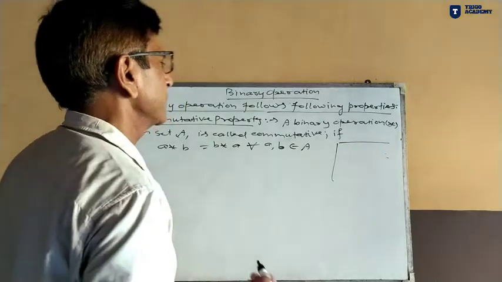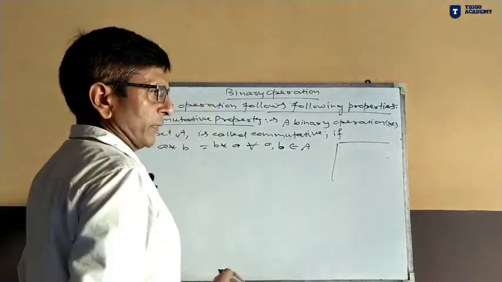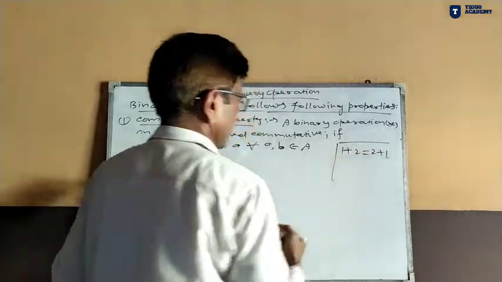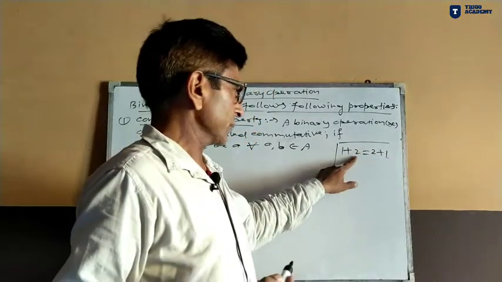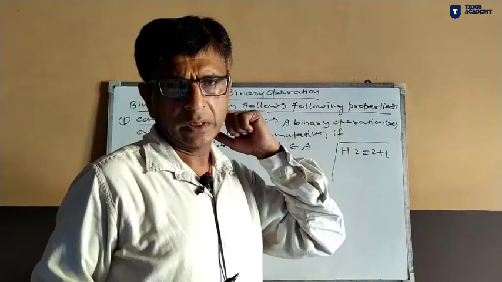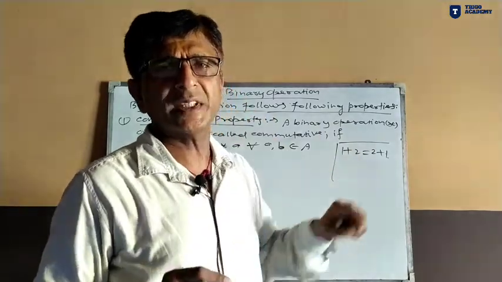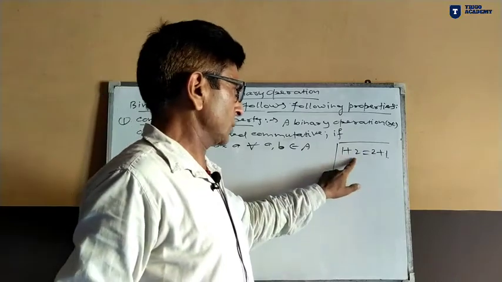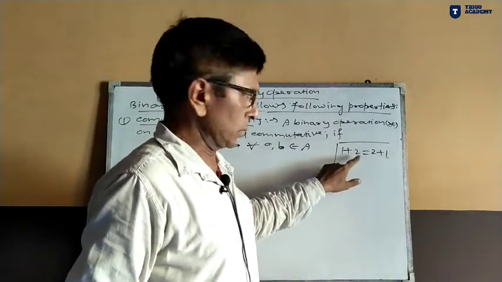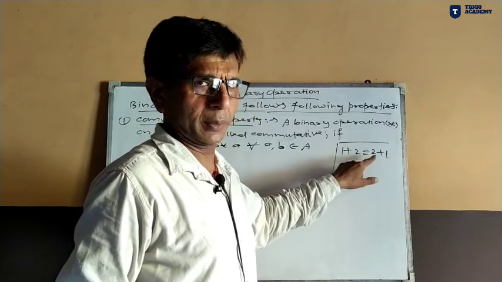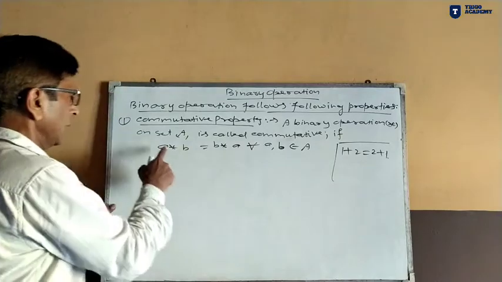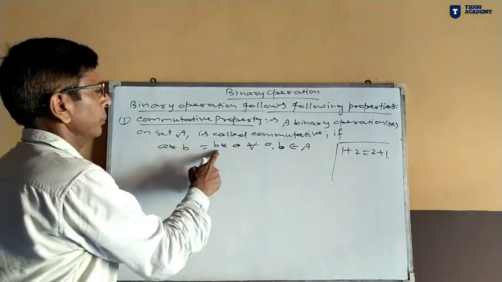Commutative property in case of addition is this: 1 plus 2 equals 2 plus 1. If we change the order of elements, there will be no change in the result. So 1 plus 2 equals 2 plus 1, both values are equal. So this property is said to be commutative. In case of binary operation, same way, A star B equals B star A.